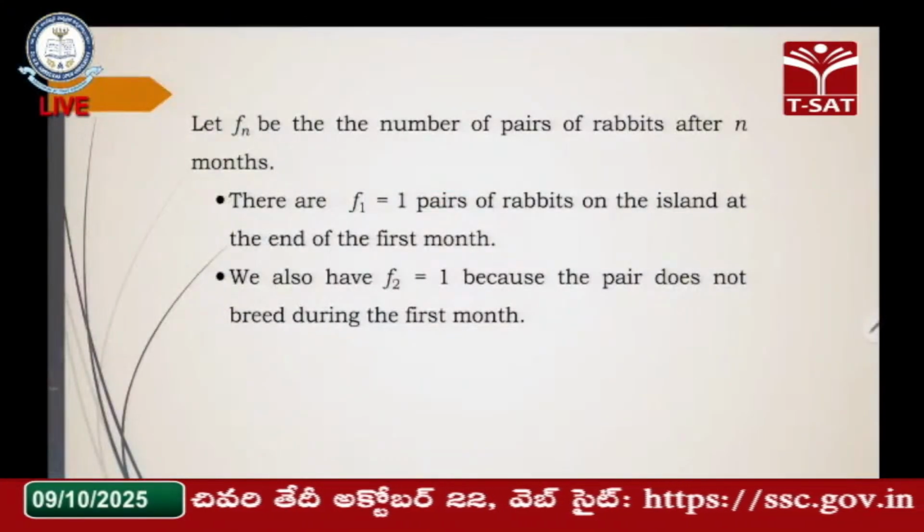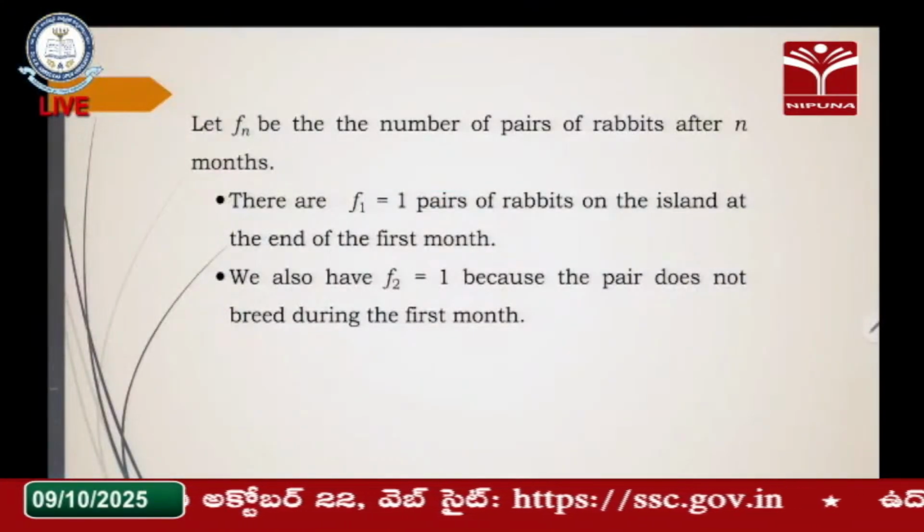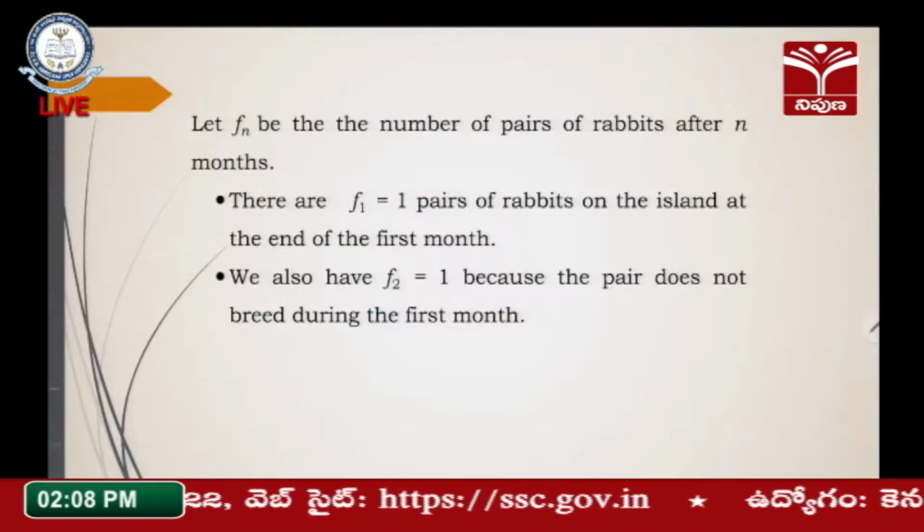After they are 2 months old, each pair of rabbits produces another pair each month. If I model this problem mathematically, it gives the Fibonacci sequence. Let us see how it is formulated. Let us denote by Fn, F suffix n, the number of pairs of rabbits after n months. That small n stands for after n months.